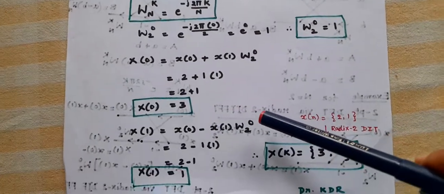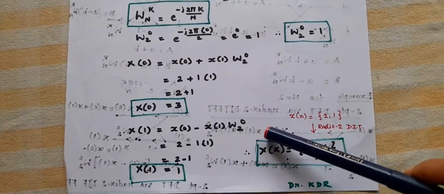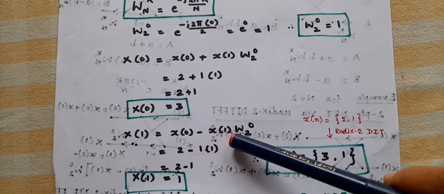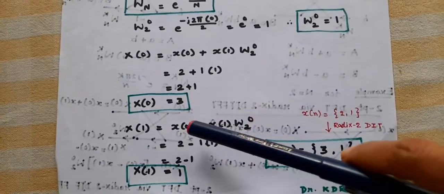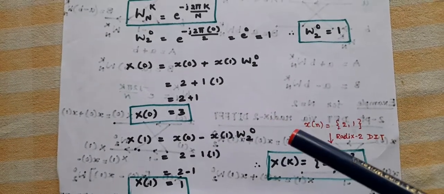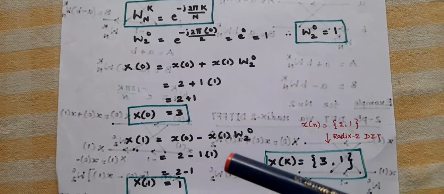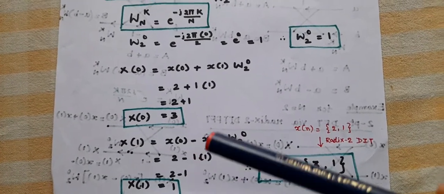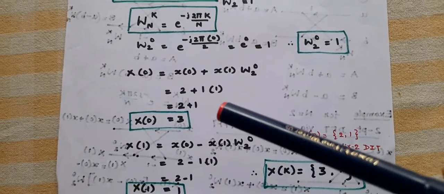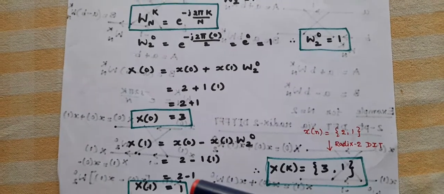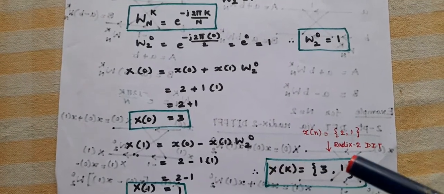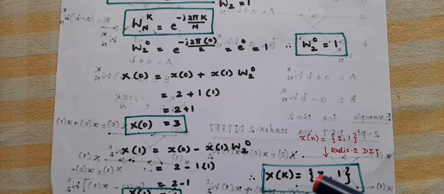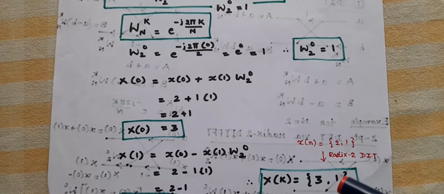Similarly, we can compute capital X of 1. The equation for that is x of 0 minus x of 1 W2 to the power 0. So, what is x of 0 here? 2. X of 1 is 1, W2 to the power 0 is 1. So, 2 minus 1 is 1. So, we have computed capital X of 0 as 3, capital X of 1 as 1, which is written in the final answer. Capital X of k is coming to be 3, 1.